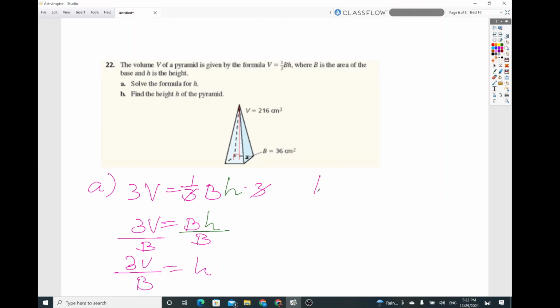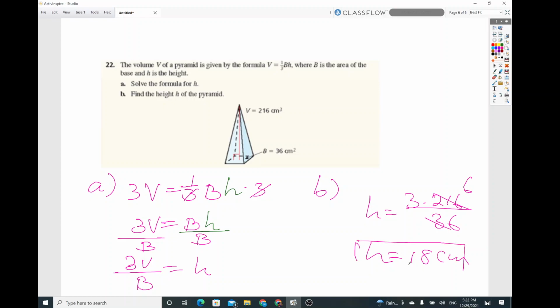And then for part B, find the height. You want to find the exact value for the height, so basically plug in a number. We have height equals 3V, so 3 times the volume, 216, divided by the area of the base, which is 36. Before you divide, this one looks like we can reduce. We know that 36 times 6 is 216, so this reduces by 6. We get 3 times 6, which is 18. So the height is 18 centimeters, with the unit.